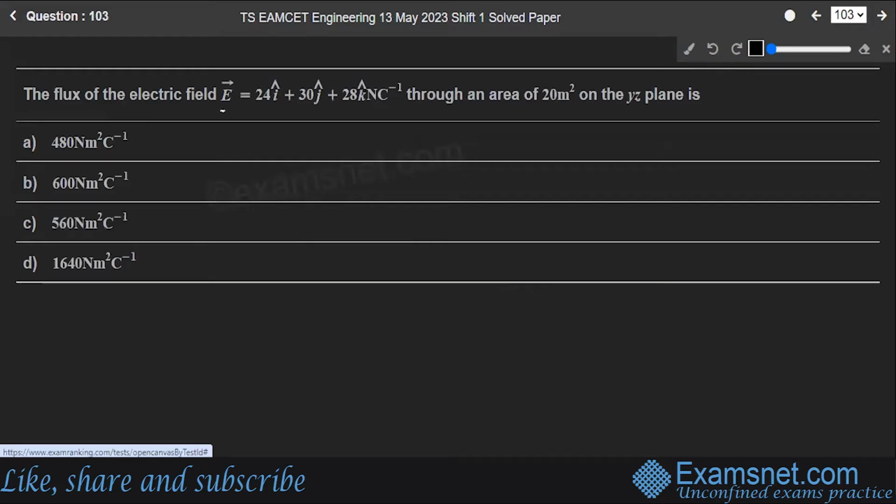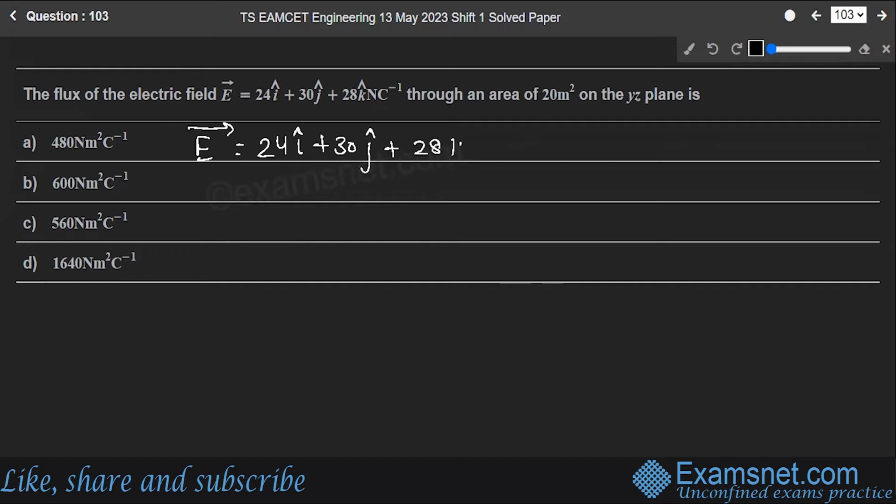The flux of the electric field is given by this Newton per coulomb through the area of 20 meter square on the YZ plane. Okay, so let's write down the things which are given to us. You are having the electric field vector as 24i, 30j, 28k. Also, you are given that the area is equal to 20 meters square and in the YZ plane. So if I write this area in the vector form, this is 20i, because in the YZ plane, Y and Z will not be there. So it will be 20i only.